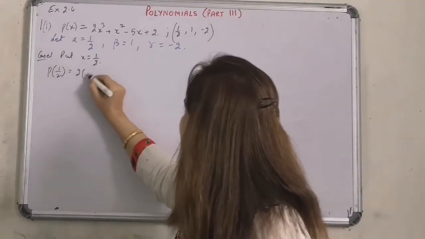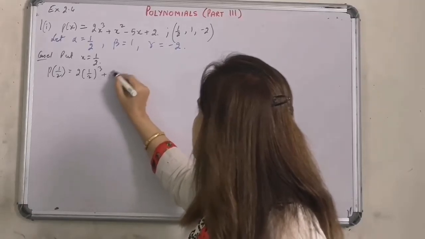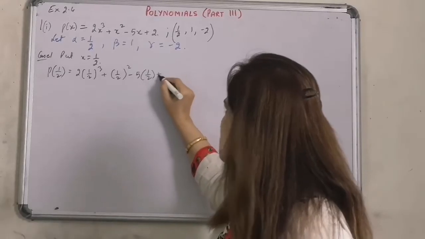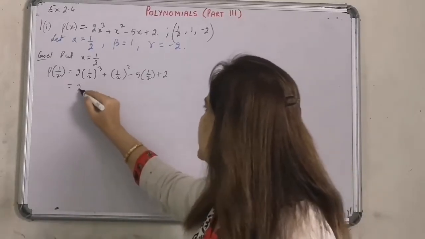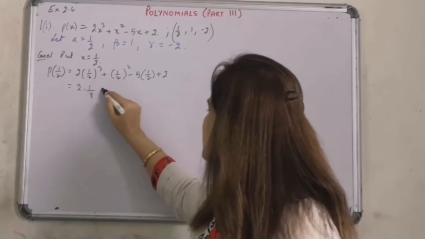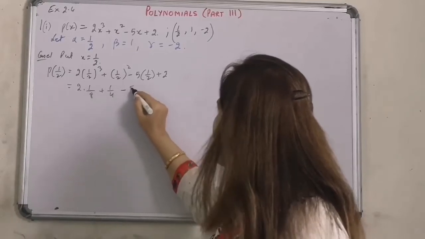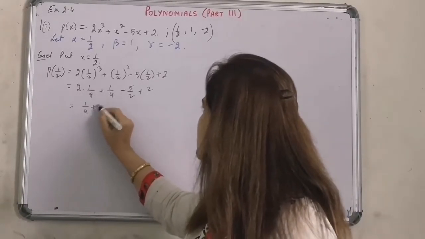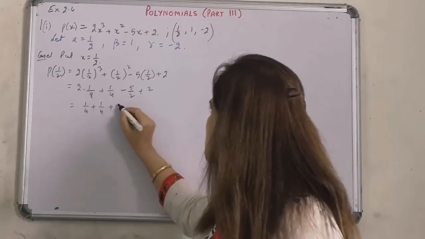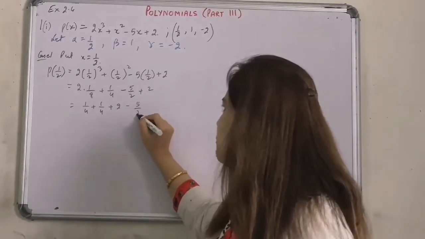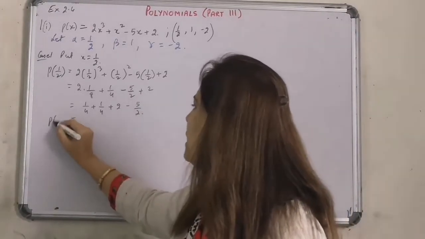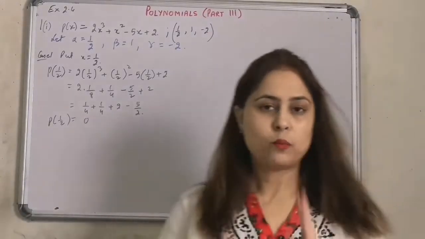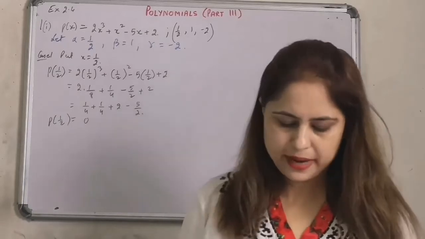So 2 into (1/2) whole cube plus (1/2) square minus 5 into 1/2 plus 2. So this is 2 into 1 upon 8 plus 1 by 4 minus 5 by 2 plus 2. We have 1 by 4 plus 1 by 4 plus 2 minus 5 by 2. If you work on this, you are going to get p(1/2) is equal to 0. That means 1 upon 2 is a zero of the polynomial p(x).